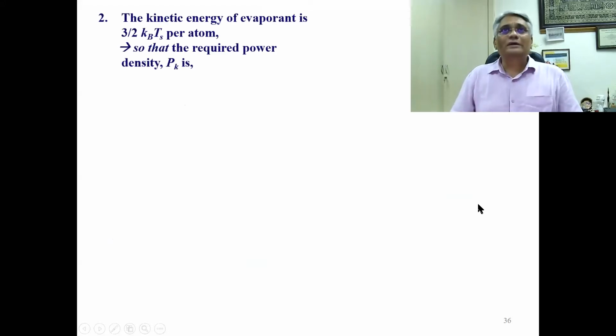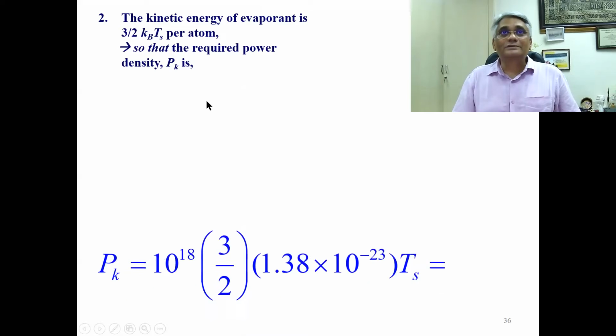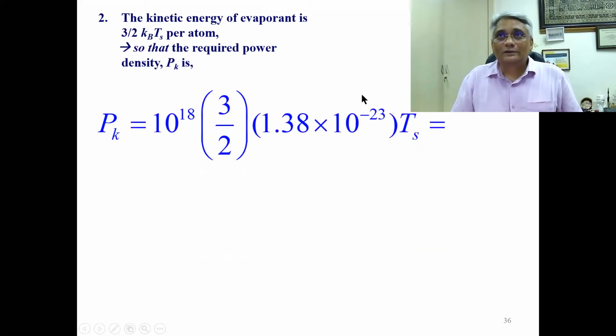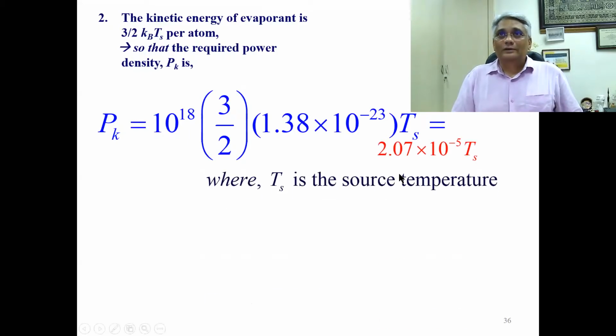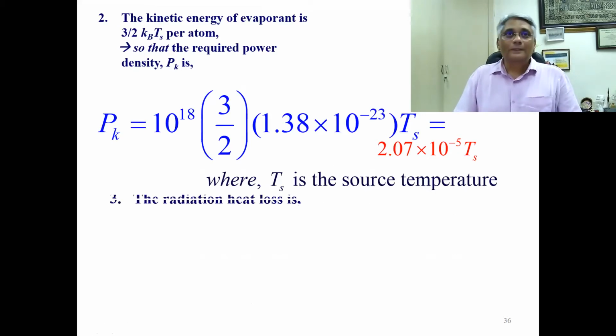The second one is the kinetic energy of the evaporant. Of course, we know that it's 3/2 kB Ts per atom. So the required power density Pk turns out to be 2.07 into 10 raised to -5 Ts, where Ts is the source temperature. This also has to be taken into account.